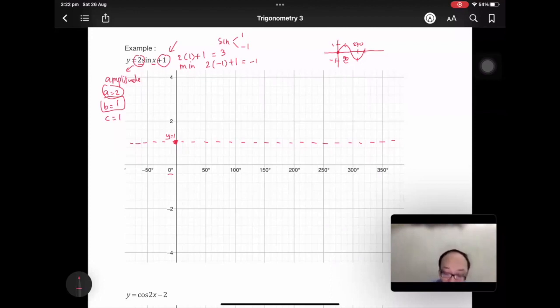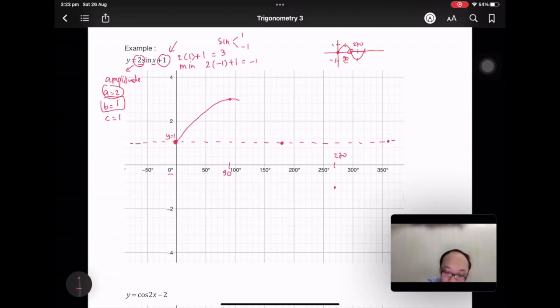So the maximum will be at 3, at 90 degrees. And then minimum at 270, at negative 1. And it cuts the principal axis again at 180. And again at the principal axis at 360. So here, the graph will be like this.